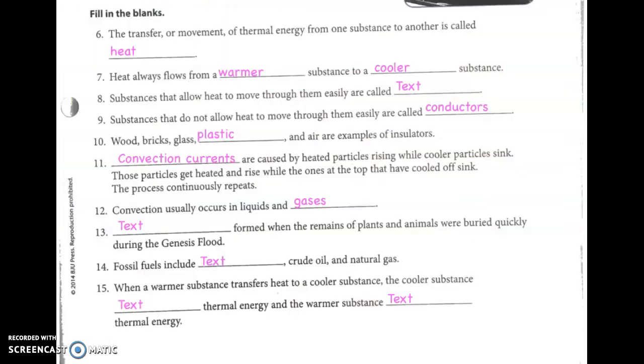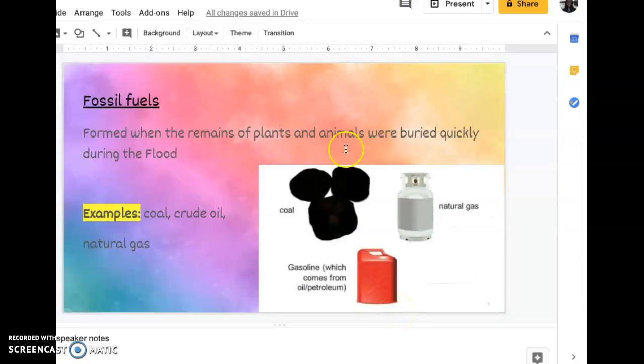Number 13, blank formed when the remains of plants and animals, so like dead plants and animals, were buried quickly during the Genesis flood, Noah's flood. This is what? Fossil fuels.